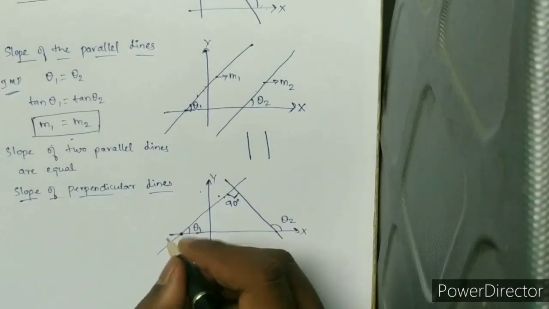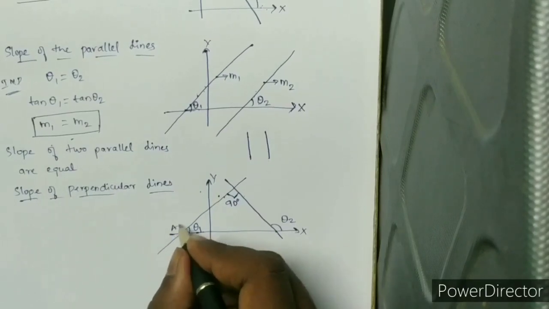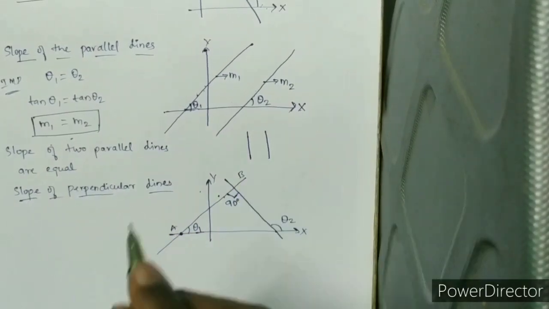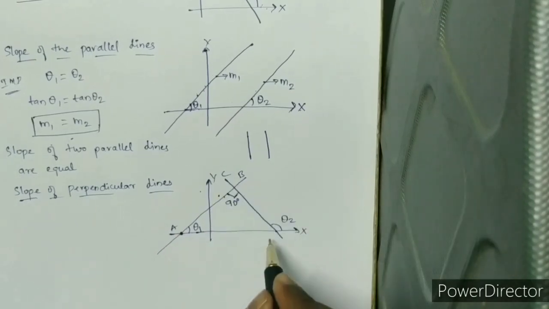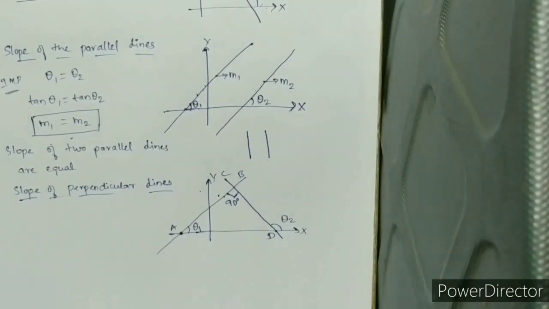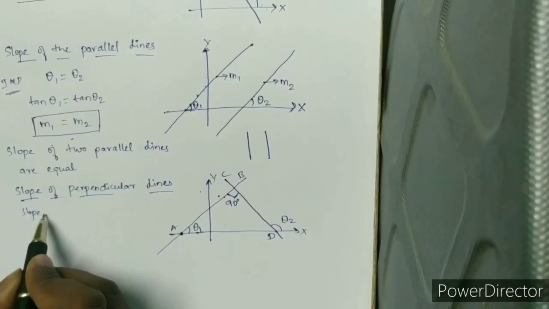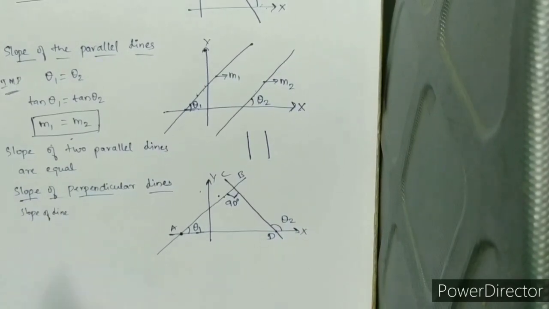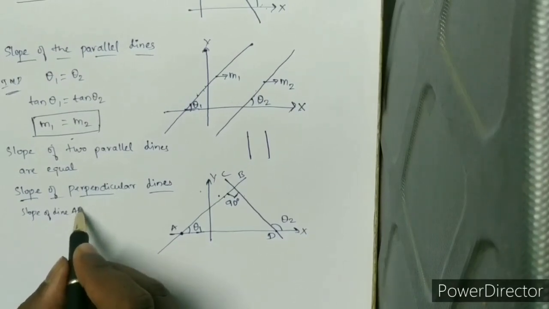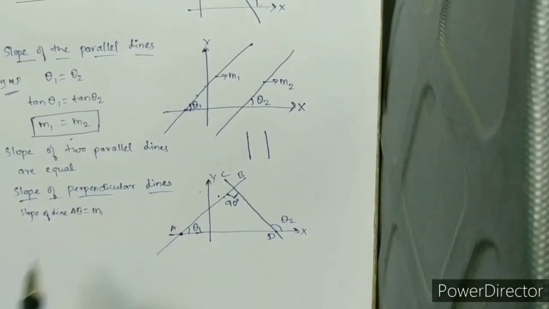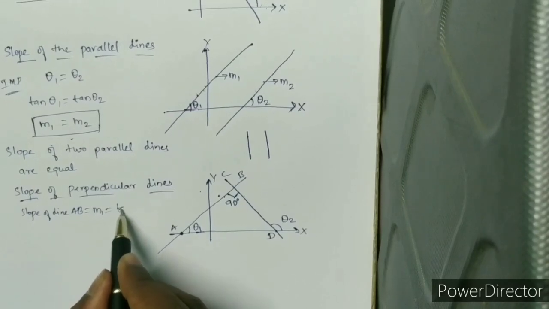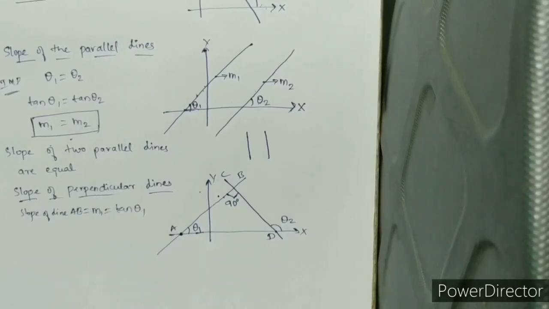Okay, so I'll name these lines. This is A, this is B, this is C, and this is D. So line AB and line CD are perpendicular. See, so I'll take the slope of line AB is equal to m1. So m1 is nothing but tan theta 1, is it?